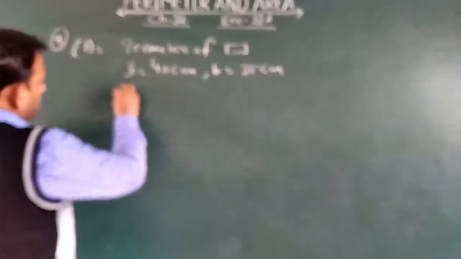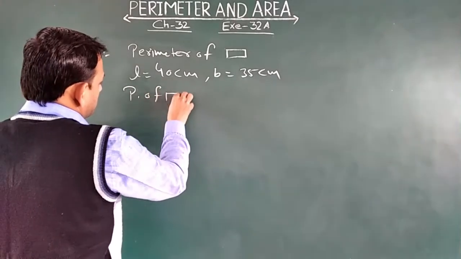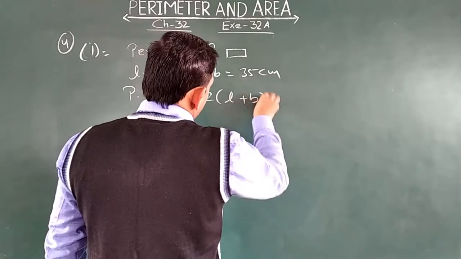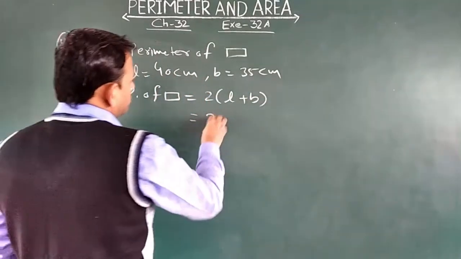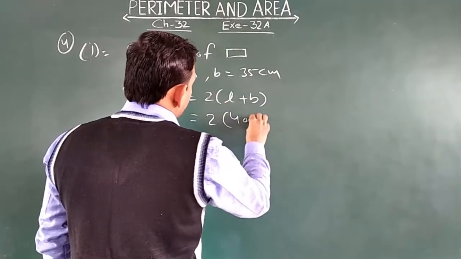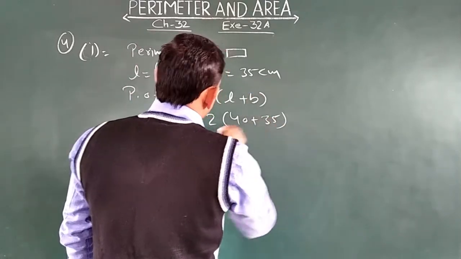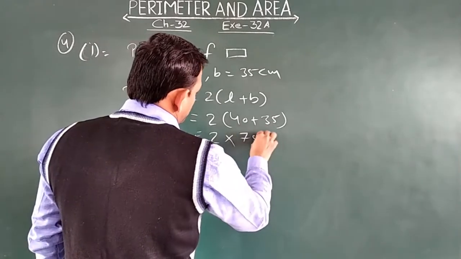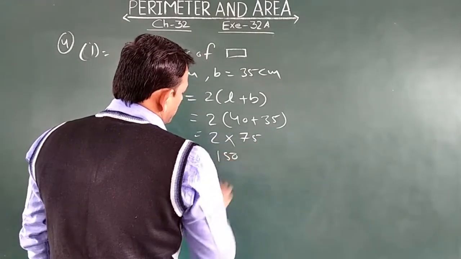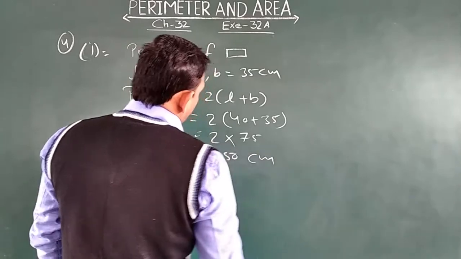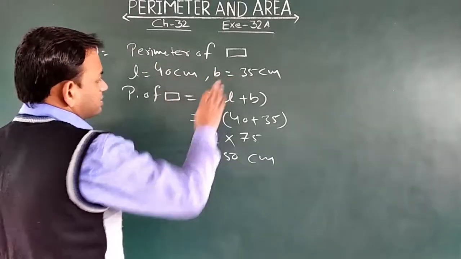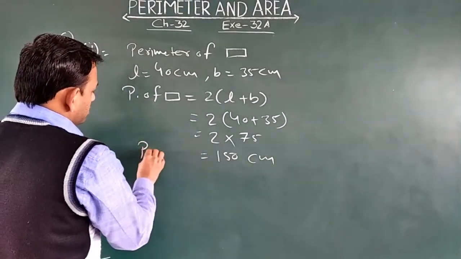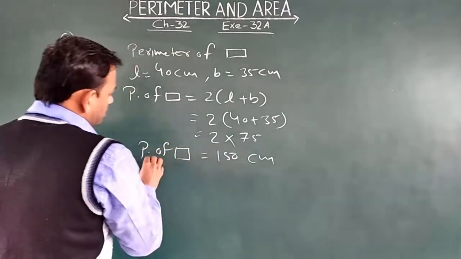How do you find it? Perimeter of rectangle is equal to 2 times (L plus B), as I told you. L is given as 40 and B is given as 35. So 2 into (40 plus 35), that is 75. So it will be 150 centimeter. Because the sides are given in centimeter, the answer will be in centimeter. So this is the perimeter of the rectangle.